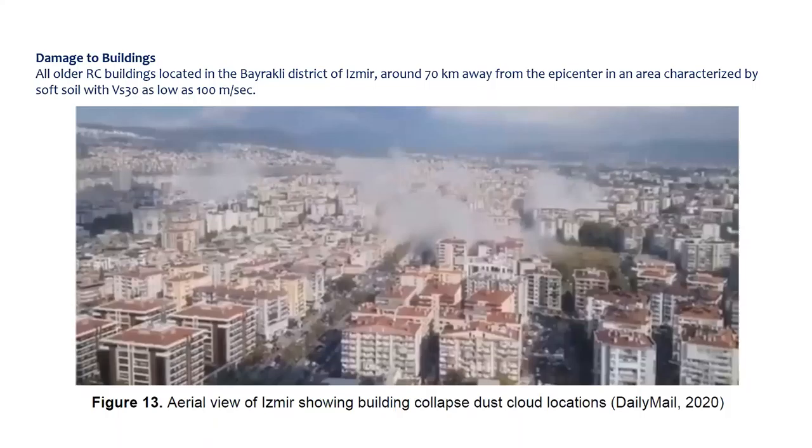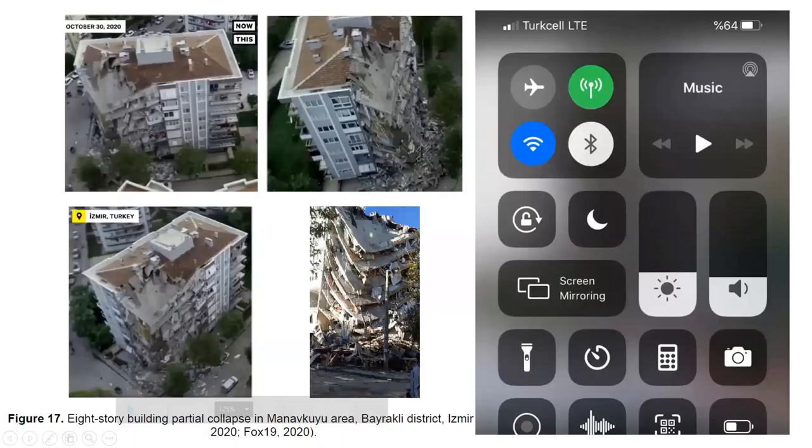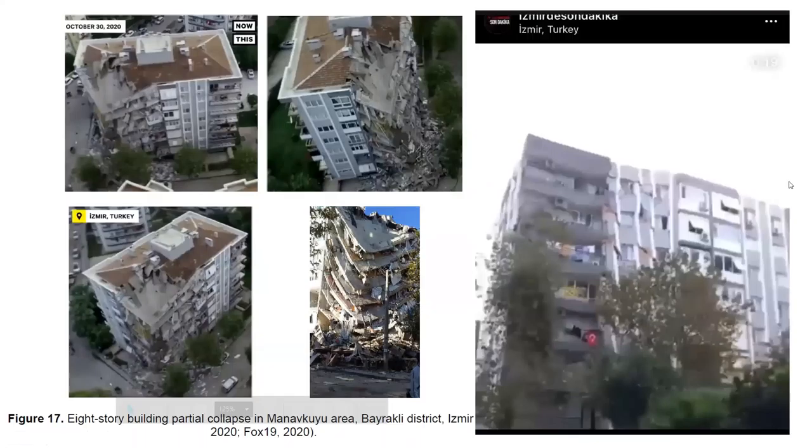So this is another picture which was taken from the TV. It shows the same area of Bayraklı at the exact moment after the earthquake, and you can see the dust coming from the buildings that collapsed. You can see here, probably in a more realistic way, how they were distributed. We wanted to know what happened, so I'm going to show you another image which shows how this partial collapse of this corner of this building happened.